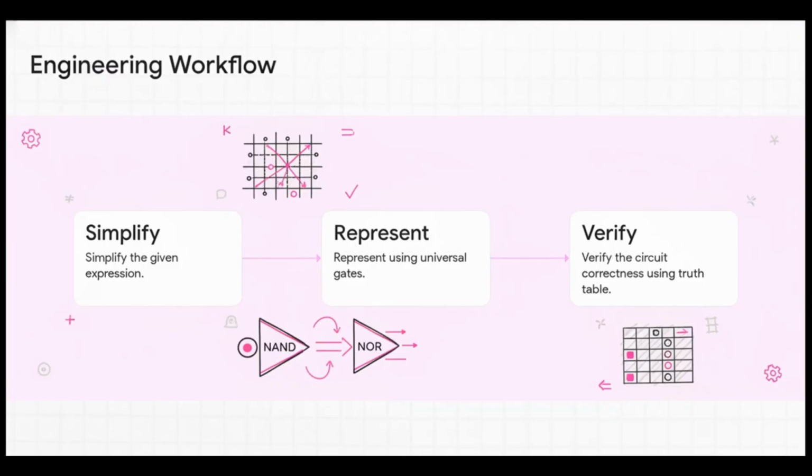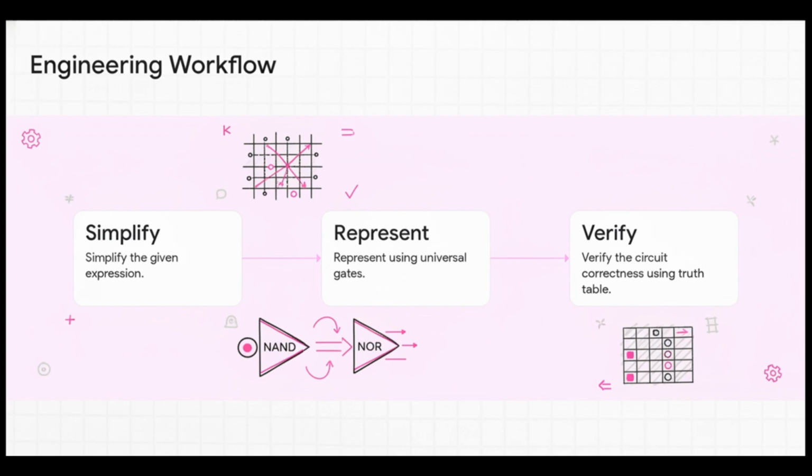Finally, we reach Section 5, design and verification, proving the circuit works. Let's see how this builds into an actual engineering workflow. This is where we transition from having a brilliant design on paper to proving it will physically work. Step 1, we use our K-maps to simplify the expression. Step 2, we represent that expression using universal gates. Universal gates, like NAND and NOR, are basically the ultimate multi-tools of the circuit world because you can build any logic function using just them alone. And finally, Step 3, we verify the circuit's correctness using a truth table.